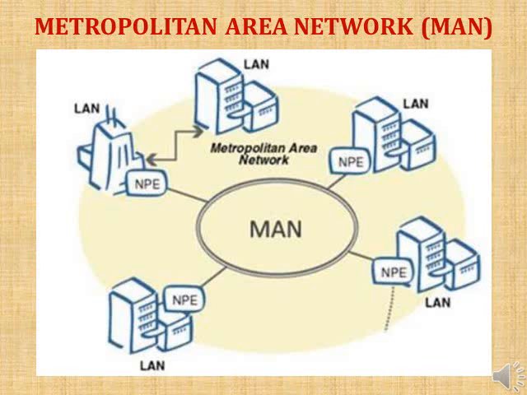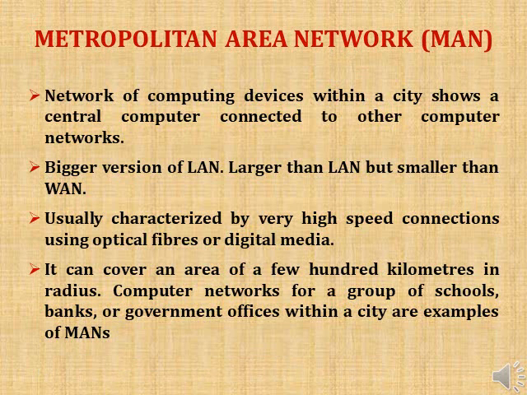Third is metropolitan area network. Interconnection of several local area networks is called a metropolitan area network, or we can say it is a bigger version of LAN. In fact, we say it is a network of computing devices within a city, showing a central computer connected to others. Usually characterized by very high-speed connections using optical fibers or digital media. It can cover an area of a few hundred kilometers in radius. We can realize this by the ATM network of banks in a city. They are connected using MANs.